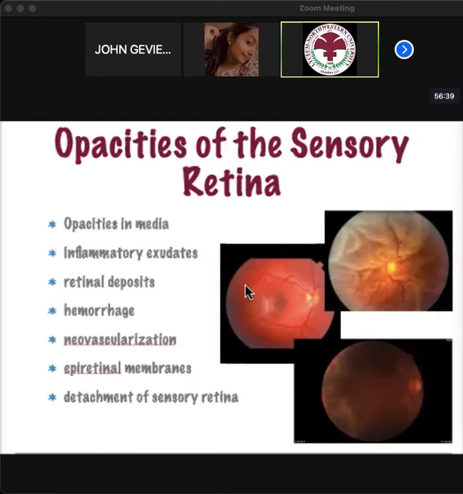Opacities of the sensory retina: you'll either see opacities in the media, inflammatory exudates like in vitritis or uveitis, posterior uveitis. You can see retinal deposits, hemorrhages in the vitreous, traction membranes in diabetic retinopathy, or this one, the opacity on the retina or detachment of the retina, you see them as opacities on the sensory retina.